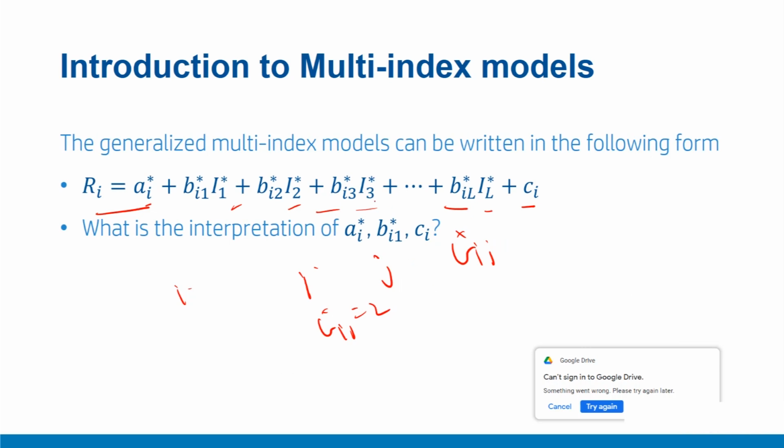The stock specific components, again similar to single index models, are this Ai star and Ci. Here Ai star is the expected value of the unique return, a constant. This is the constant term. Usually one would expect this term to be 0, that is, not significantly different from 0 in the regression model output.